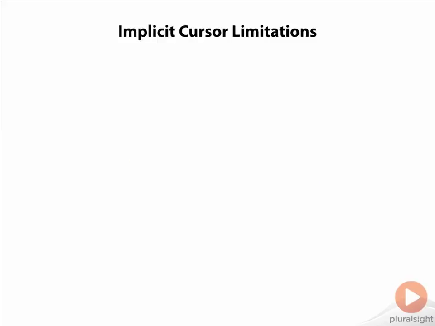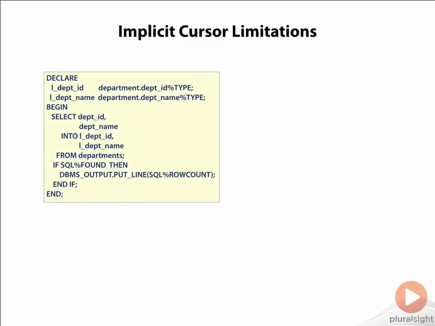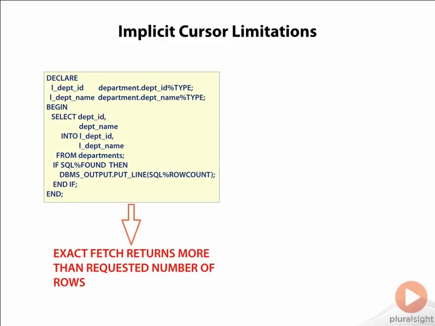Implicit cursors are okay to use for updates and deletes in PL/SQL, and for selects where you are sure that only one row is going to be fetched. What happens if more than one row is fetched, as in this code snippet where we have removed the where condition, and now this query will fetch department ID and department name for all the departments. In this case, Oracle will raise an error, exact fetch returns more than requested number of rows, as it cannot use a single variable to hold a collection of values.